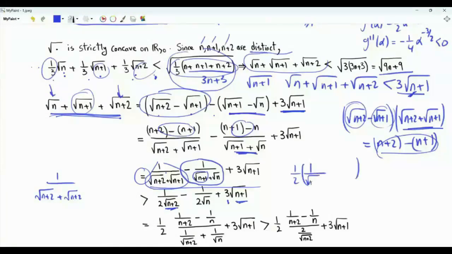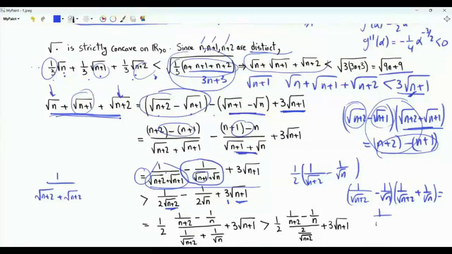Then we have 1/2 times (1 over square root of n plus 2 minus 1 over square root of n). We will apply the same idea again. (1 over square root of n plus 2 minus 1 over square root of n) times (1 over square root of n plus 2 plus 1 over square root of n) is equal to 1 over n plus 2 minus 1 over n. This bracket here is equal to 1 over n plus 2 minus 1 over n. Downstairs, we have the sum.